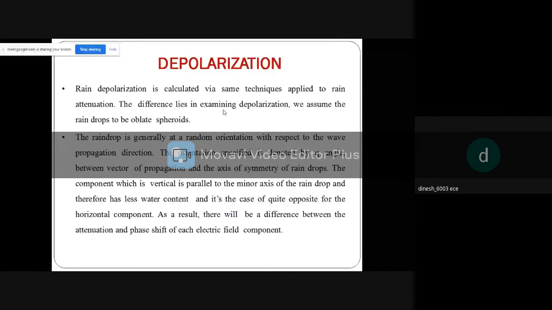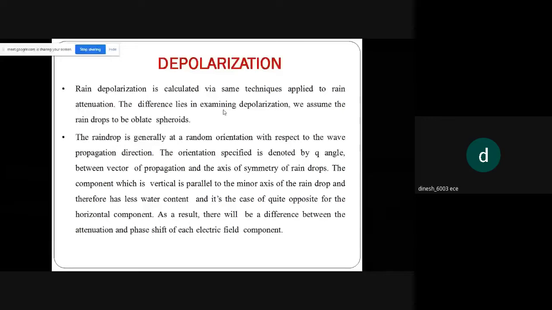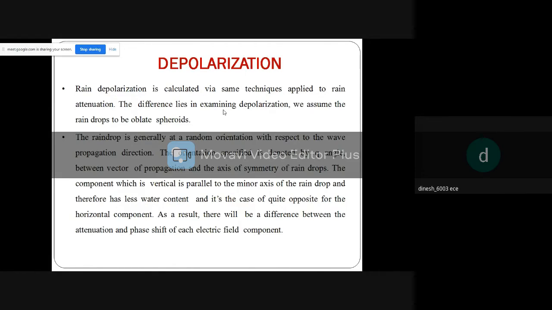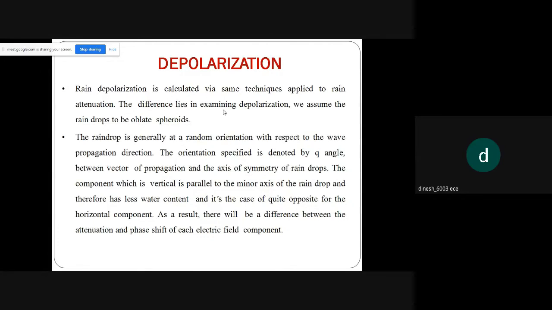So rain depolarization is also calculated via the same techniques as we had seen for rain attenuation. Okay, so if the technique is the same, why two different names? The difference lies in examining the depolarization. We assume the raindrops to be oblate spheroids.